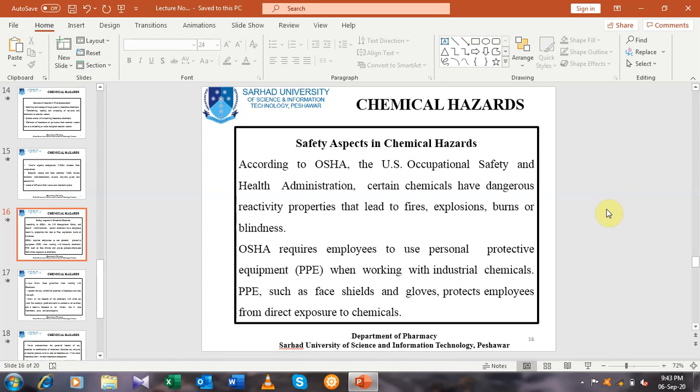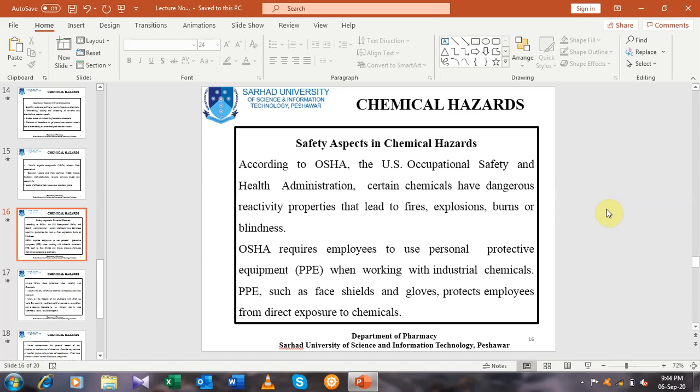it applies to use personal protective equipment, abbreviated as PPE, when working with industrial chemicals. PPE includes face shields and protective gloves against direct exposure to the chemical, or the face mask, a special grade mask used in order to avoid exposure to that particular chemical during processing. Neither touch by hand, and gloves should be worn by the person working with industrial chemicals.